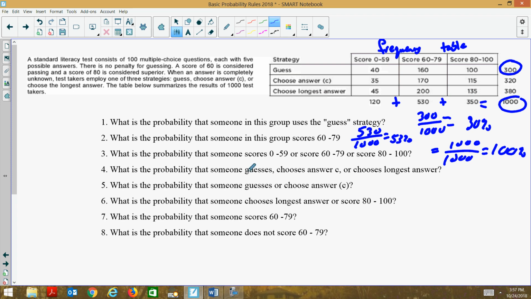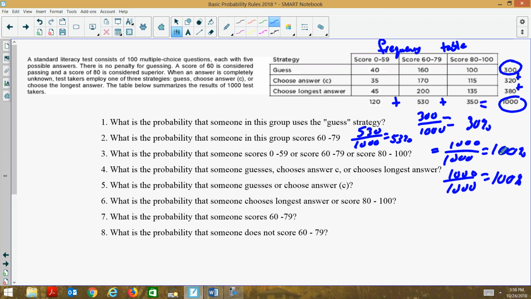And the same for question 4. The probability that someone guesses, chooses answer C, or chooses longest answer is everything that needs to be added up vertically, which is, again, 1,000 divided by 1,000, or 100%.